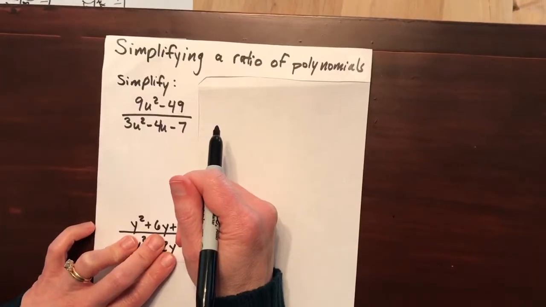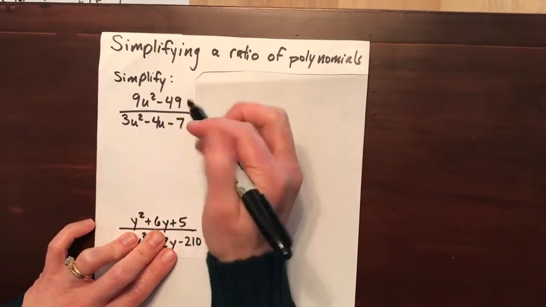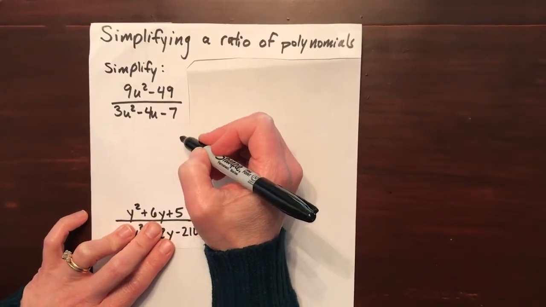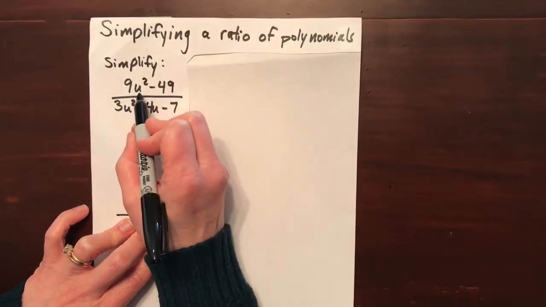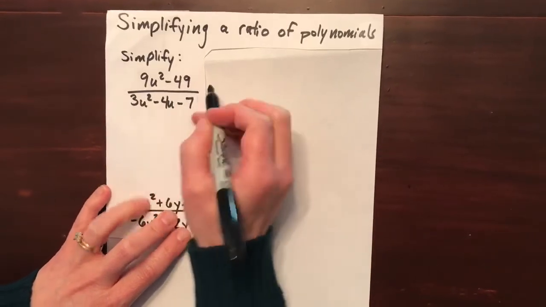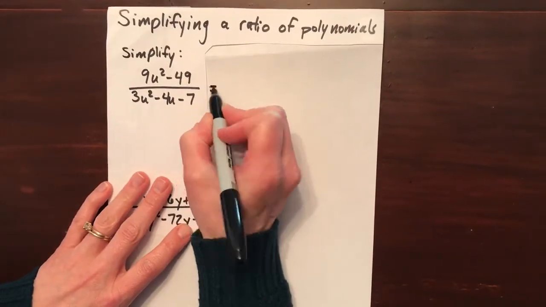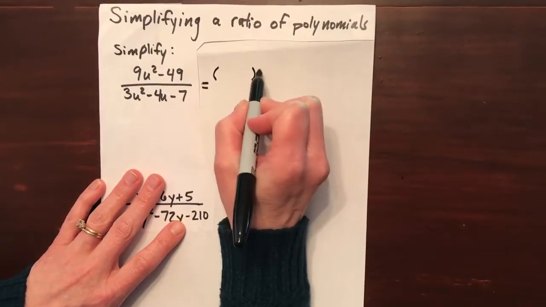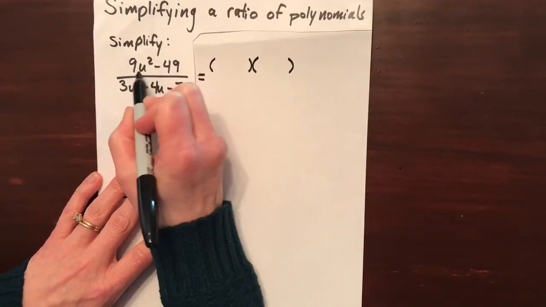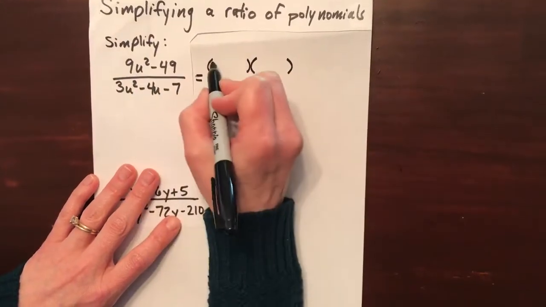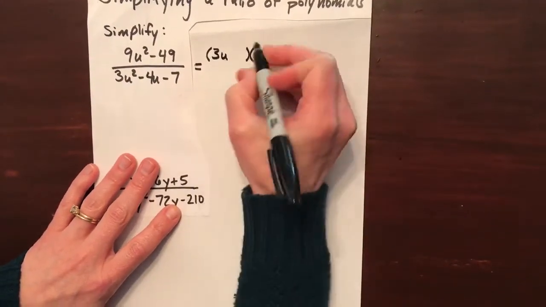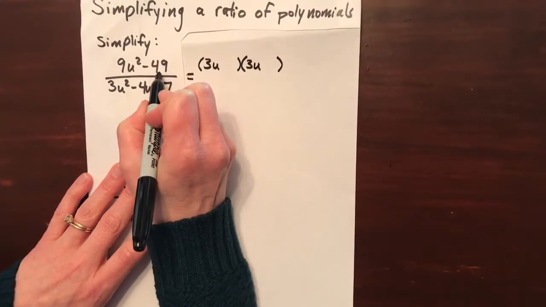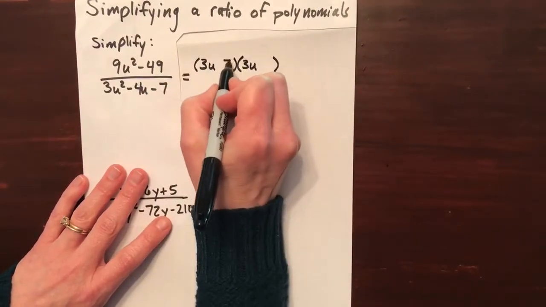When you're simplifying a ratio of polynomials, you want to factor both the numerator and the denominator. As I look at this, I see that the top looks like it's a difference of squares, and so I'm thinking I'll take the square root of each term to figure out what goes inside these sets of parentheses. Square root of 9u squared would be 3u, so that goes in the first position of each of these. And then square root of 49 would be 7.